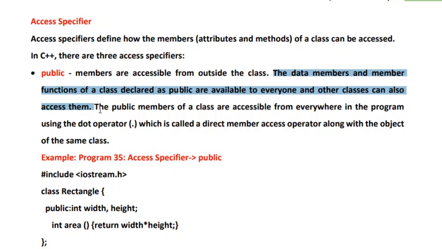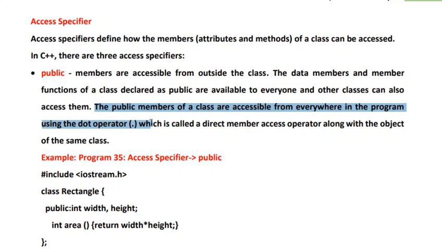Now the public members of a class are accessible from everywhere in the program using the dot operator, which is called the direct member access operator, along with the object of the same class. So you can access public members of a class from anywhere in the program using the dot operator along with an object belonging to the same class.